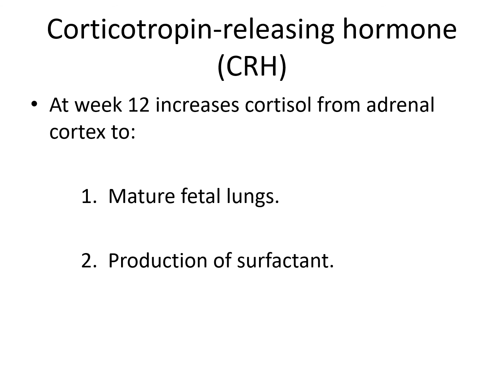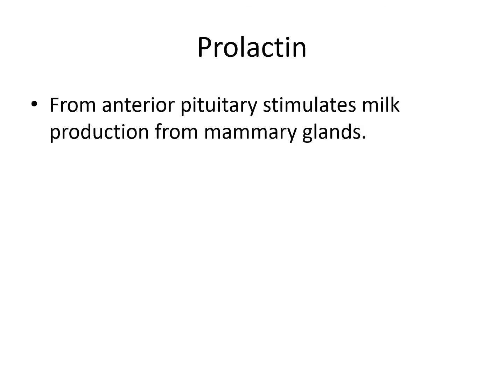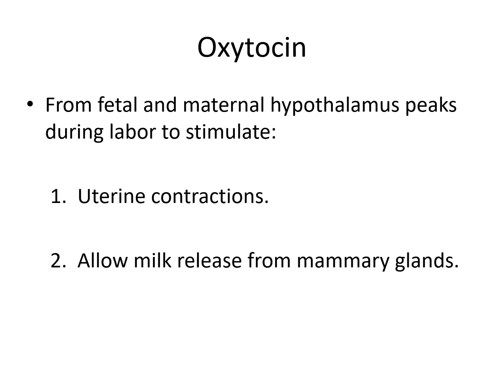At week 12, increases in cortisol from the adrenal cortex occur, and this is what's going to help stimulate the maturation of the fetal lungs and production of surfactant. The surfactant you've probably heard of in SCB 203. The anterior pituitary stimulates milk production from mammary glands. Oxytocin from the fetal and maternal hypothalamus peaks during labor to stimulate uterine contractions.